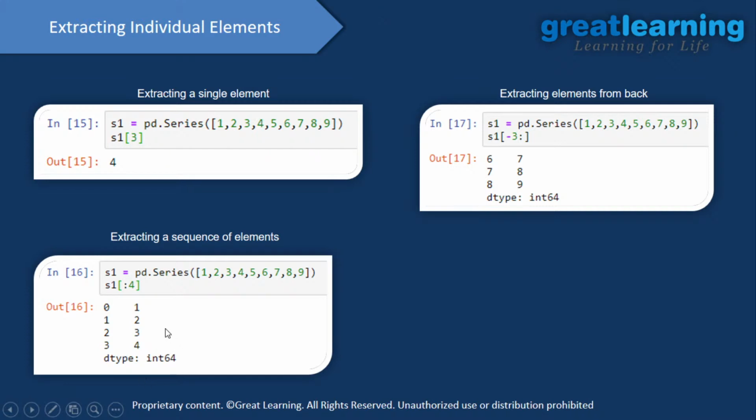Similarly, if I want to extract a sequence of elements, so if I want the first 4 elements, I'll type in S1, and inside parenthesis, first I'll give in colon, and then I'll pass in 4. And as you see, I have extracted the first 4 elements over here. And if I want to extract the last elements, here first I'll give in the number, and I'll have a prefix minus. So I'll type in -3, and then I'll put in a colon. And as you guys see over here, I have extracted the last 3 elements. So this is how we can extract a single element, a sequence of elements, and a sequence of elements from the back.